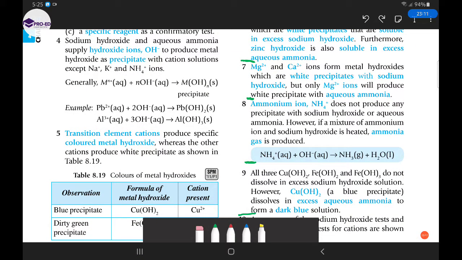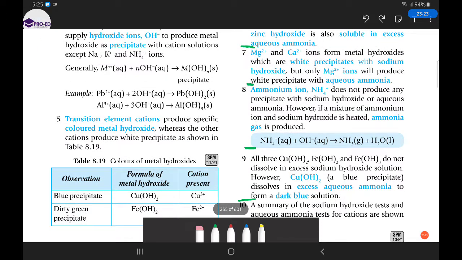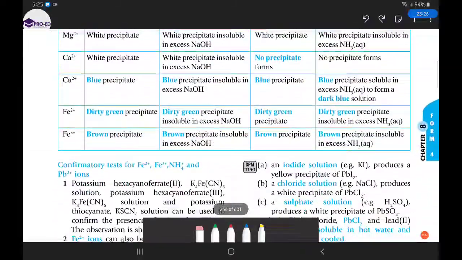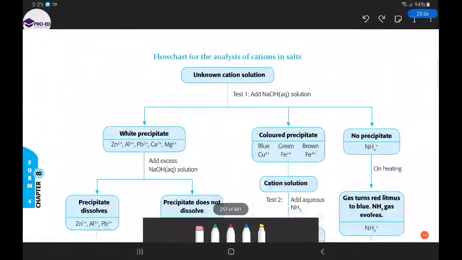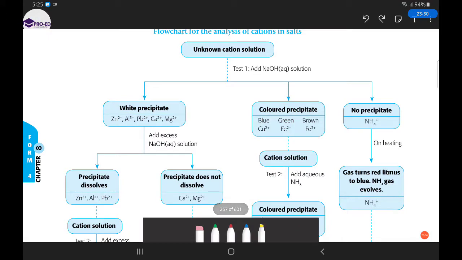Now, if you have magnesium or calcium ions, they will form metal hydroxides, which are white precipitates with sodium hydroxide. However, only magnesium ion will produce a white precipitate with aqueous ammonia. So let's go back down. Now we're doing magnesium and calcium. Let me make sure that everyone is clear.